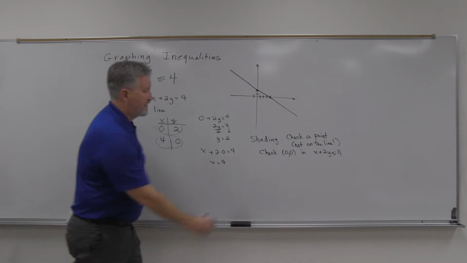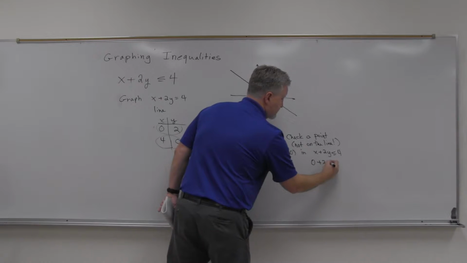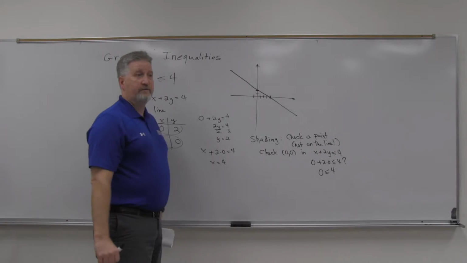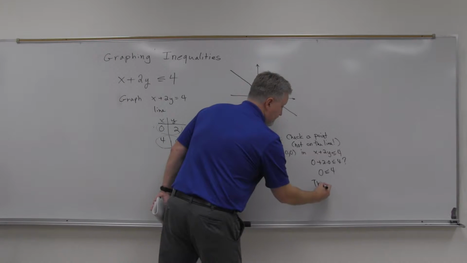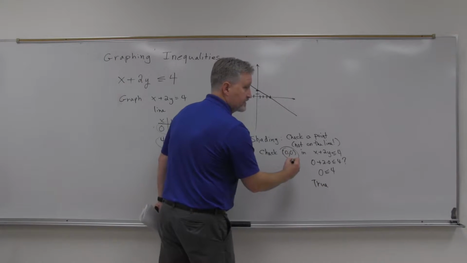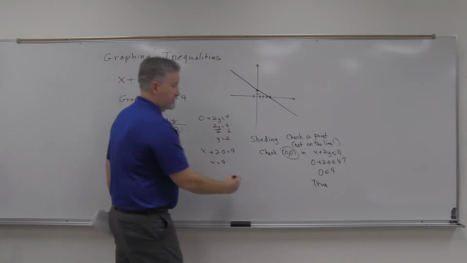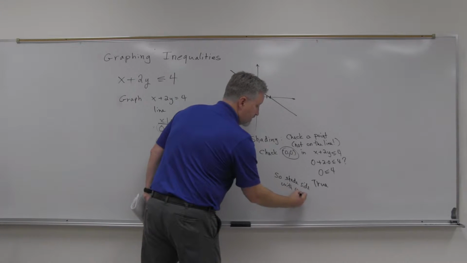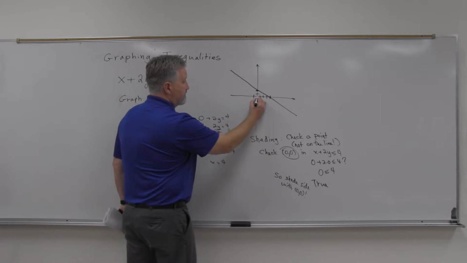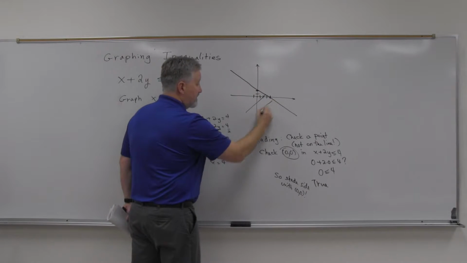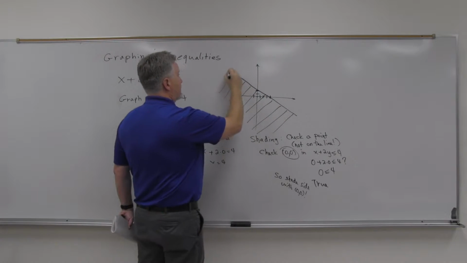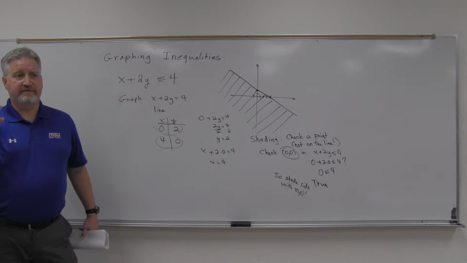Okay? So if I plug in 0, 0, I've got 0 plus 2 times 0, is that less than or equal to 4? 0 is less than or equal to 4? That's true. Okay? So 0, 0 works, and so I want to shade the side that has 0, 0 in it. With me there? So here's 0, 0. It works, so I would shade. That would mean all the other points on the same side work. If 0, 0 didn't work, I'd go to the other side, you see.